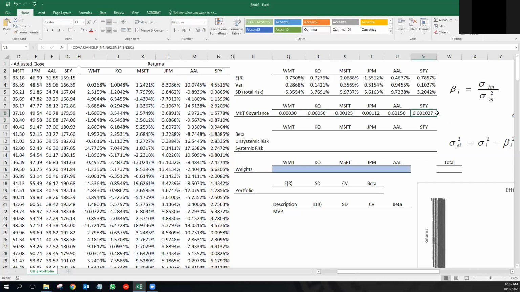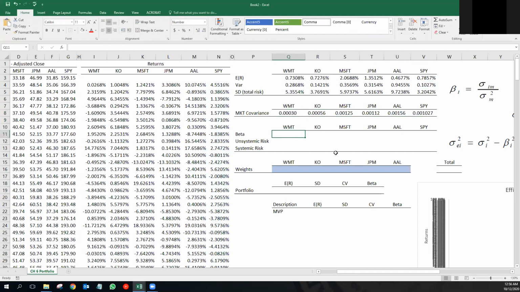Now, I went ahead and wrote down here the covariance of the market with the market. This is just to show you that when you do the covariance with itself, it's just equal to the variance. So in this case, as we did the market against the market, the number you have here, this is in percentage, this is in decimals, but it's the same number. Now, when this is done, market against each one of the stocks, then the numbers are not the same.